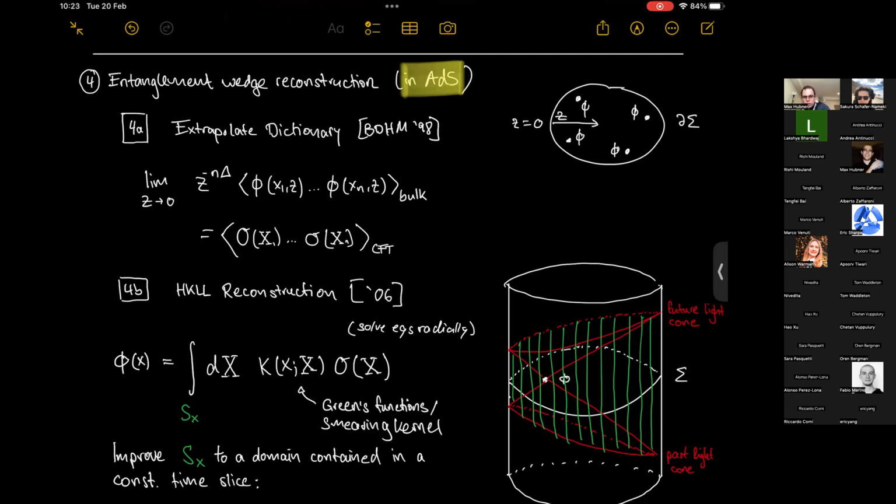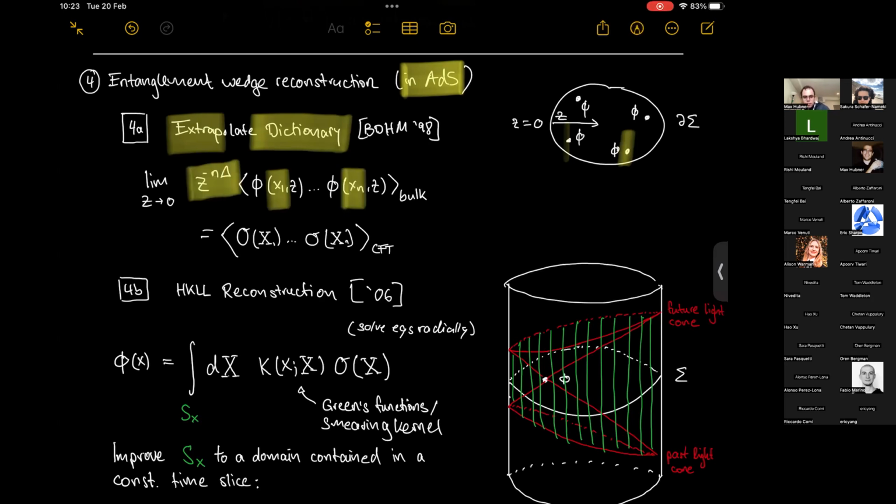So the starting point in discussing entanglement wedge reconstruction is the extrapolate dictionary. Right, the extrapolate dictionary is the statement that if I consider a bulk correlator of fields phi inserted at points x1 to xn at some fixed radial coordinate z, and I then take a properly rescaled limit of z goes to 0, then I land on a CFT correlation function where phi has been replaced with the CFT dual operator O. So this extrapolate dictionary is very useful for computing correlation functions of bulk fields which are close to the boundary. One can get scaling behaviors and so on, but it's not as powerful for computing things deep in the bulk.